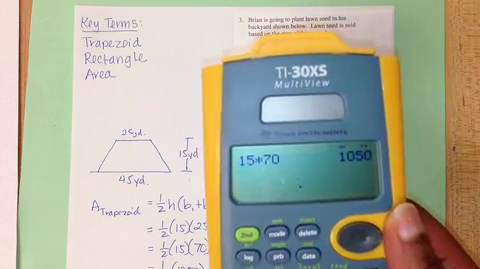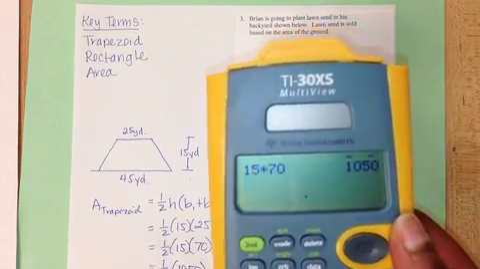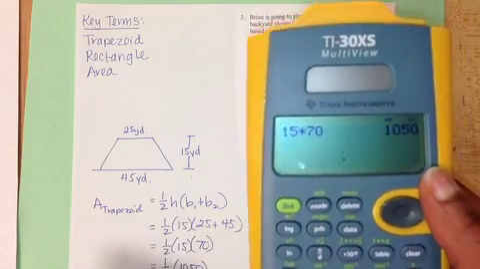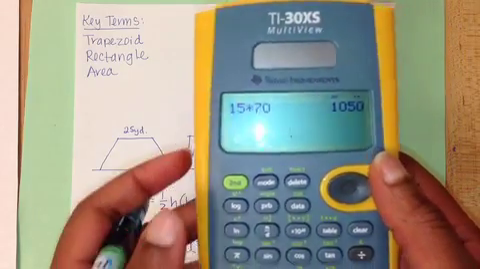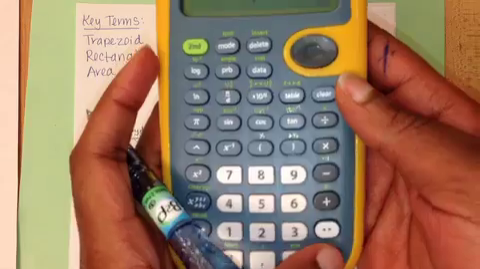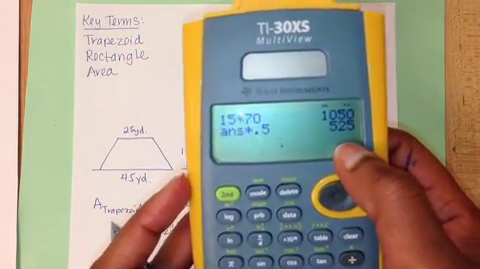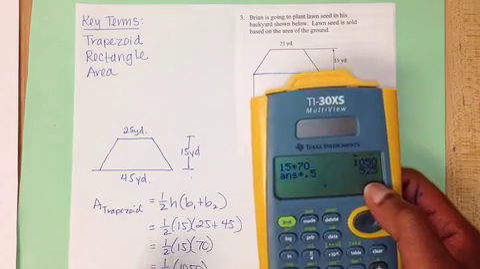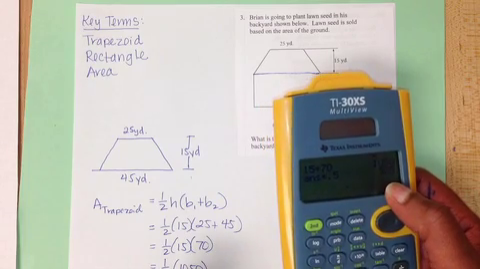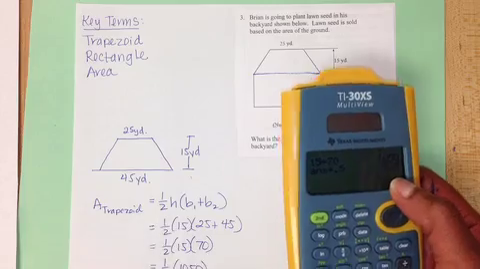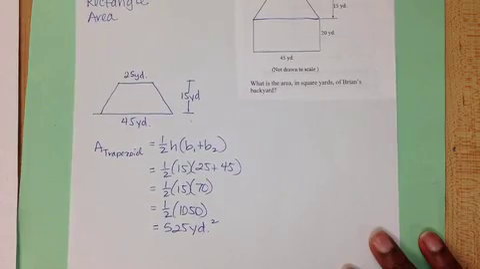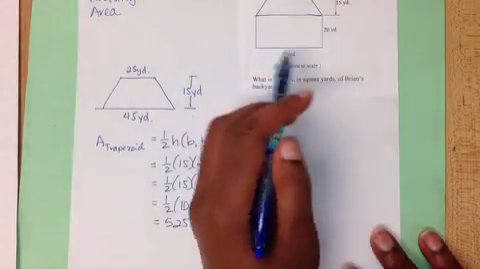Okay? So now that I have 1,050 times 1/2, I can do this two ways. I can say 1,050 times the fraction of 1/2, or I can turn 1/2 into a decimal and say 1,050 times 0.5. So I'm going to say 1,050 times 0.5. And that gives me 525. And it's 525 yards squared. And that's the area of my trapezoid. So now that I have the area of my trapezoid, now we have to move on to the area of the rectangle.